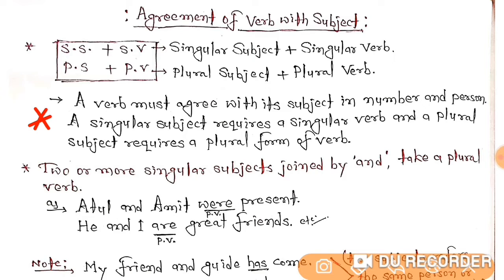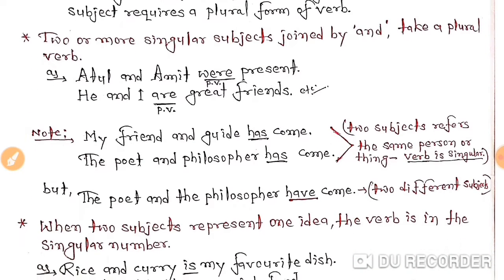A verb must agree with its subject in number and person. That is just the definition of subject verb agreement, right? So here I have done, a verb must agree with its subject in number and person. A singular subject requires a singular verb and a plural subject requires a plural form of verb, right? Okay. Now let's understand its uses.